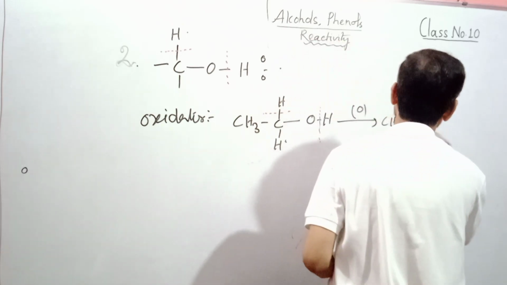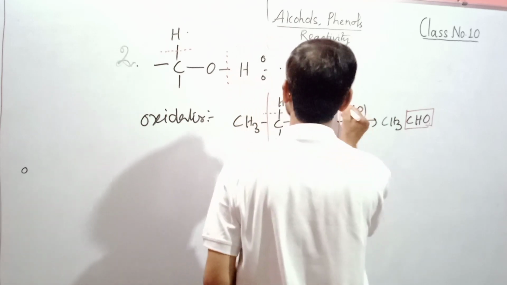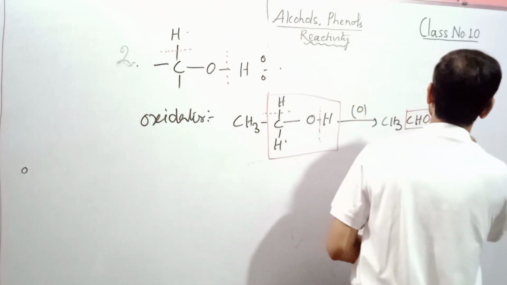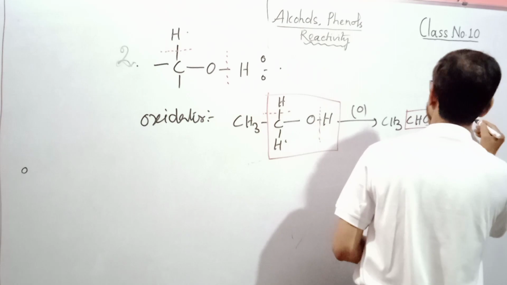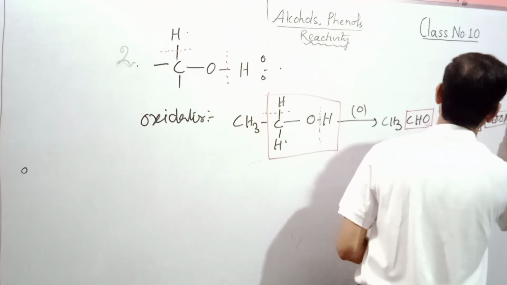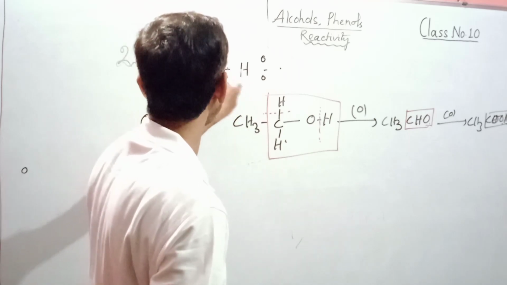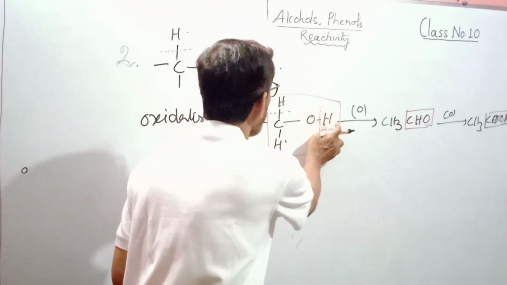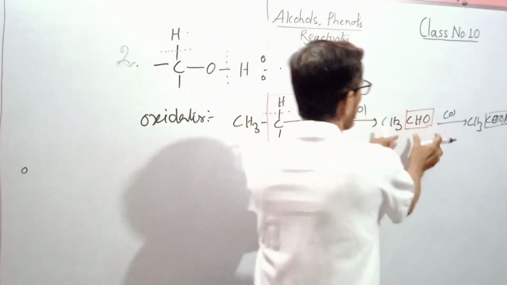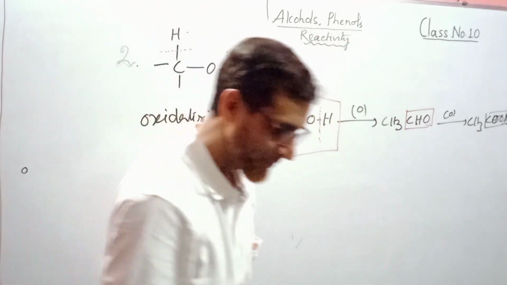CH3CHO, in short. CH3CH2OH changes to CH3CHO, and on further oxidation this becomes C double bond OH. Am I right? My main intention is to show that the OH and CH bonds are breaking. Here you see OH and CH are breaking, with the breaking of the H, OH bond and CH bond.